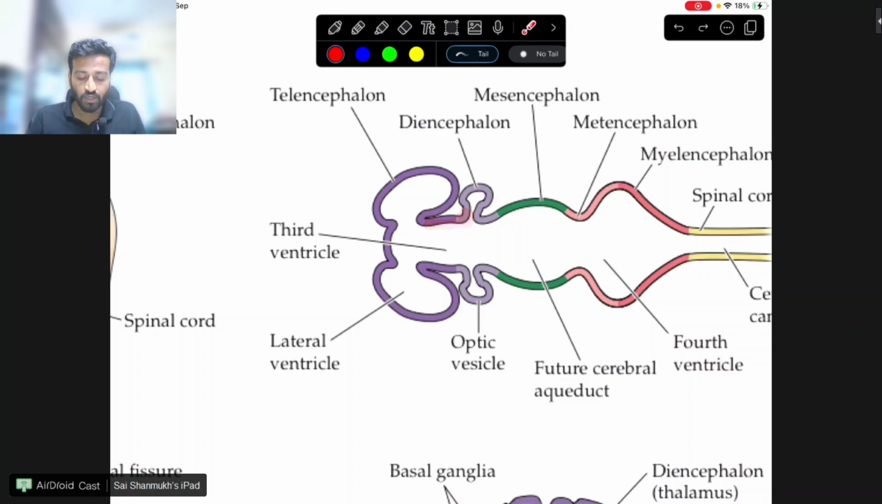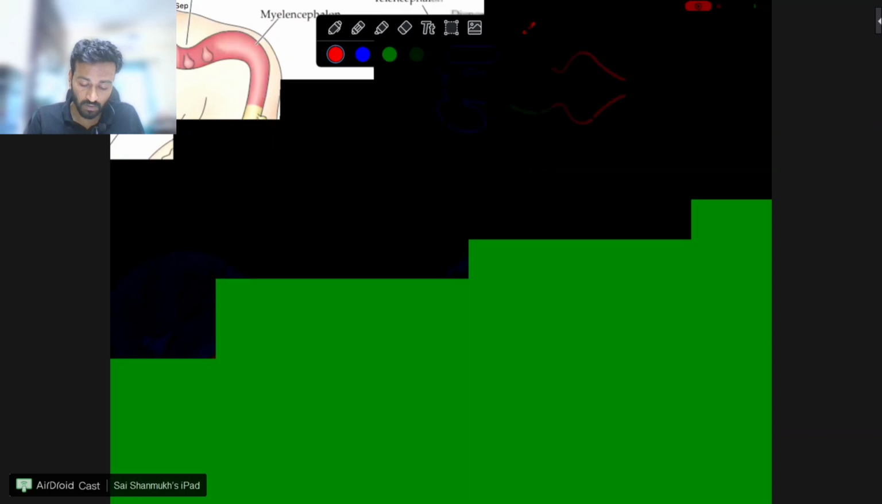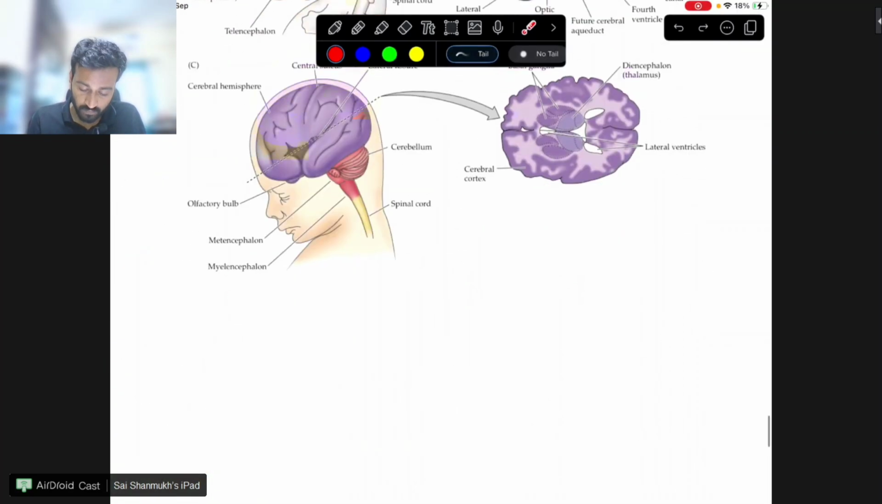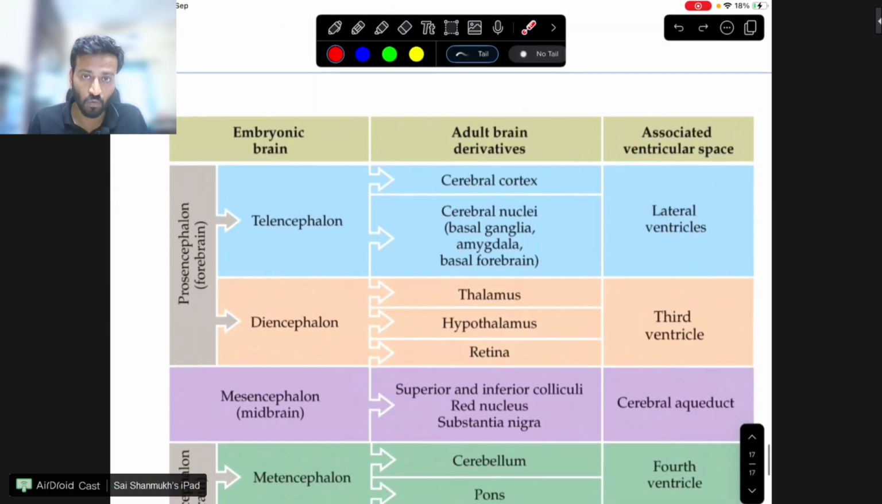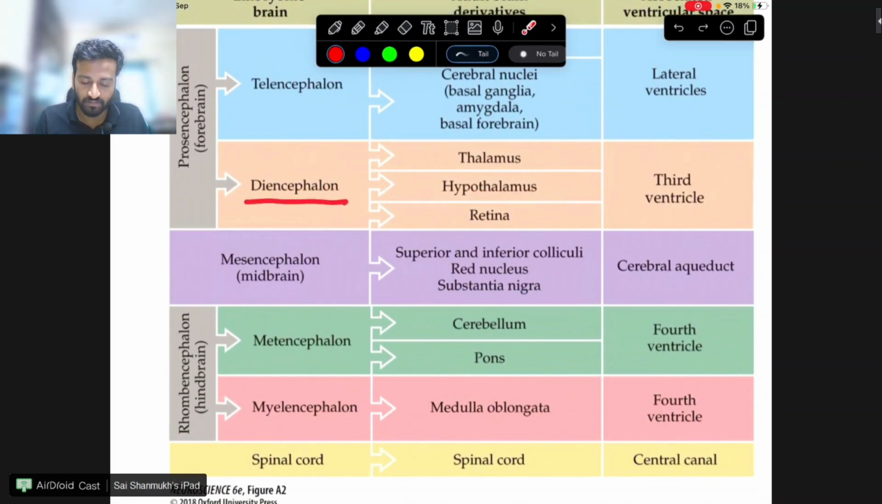This diencephalon remains underneath the cortex as thalamus and hypothalamus. Okay, we can see here what is developing from what. The telencephalon will give rise to the cerebral cortex. We have seen it, and the cerebral nuclei, that is the basal nuclei, the amygdala, and the basal forebrain, and it is associated with lateral ventricles, as we all know. And the diencephalon will give rise to thalamus, hypothalamus, and also retina, and it is associated with the third ventricle.